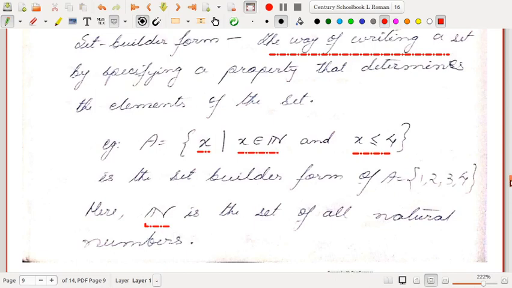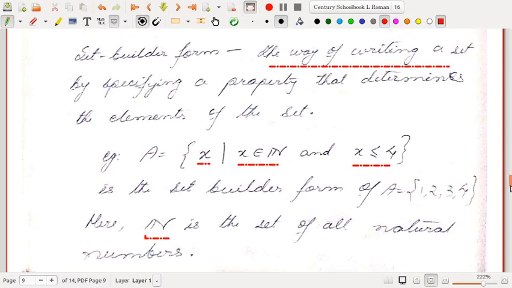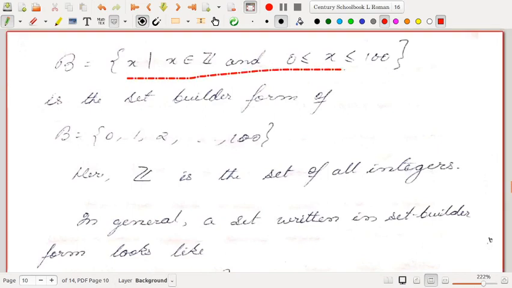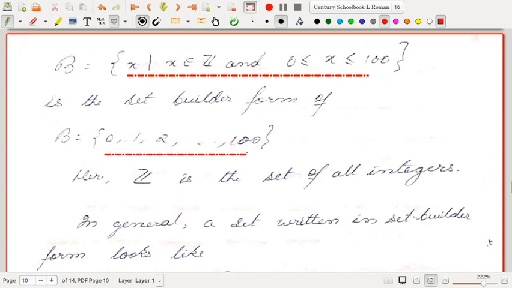So A is the set of all those natural numbers which are less than or equal to 4. Okay, so then B also can be written in set builder form in this way. B equals the set of all those x such that x is an integer and x lies between 0 and 100. Okay, so it is the set builder form of writing the same set. So here Z is the set of integers.